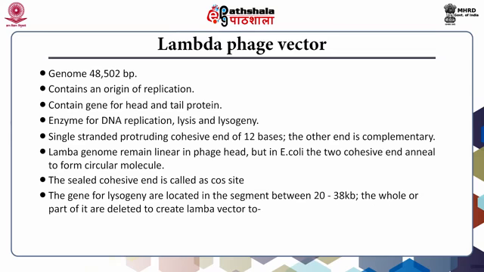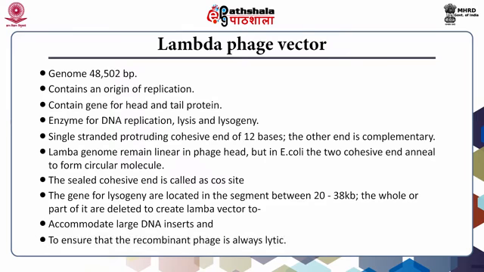The sealed cohesive end is called a cos site. The genes for lysogeny are located in the segment between 20 and 38 kb. The whole or part of it is deleted to create a lambda vector for accommodation of large DNA inserts and to ensure that the recombinant phage is always lytic.